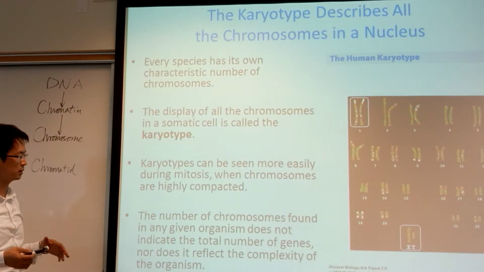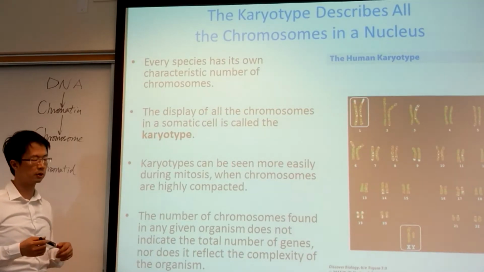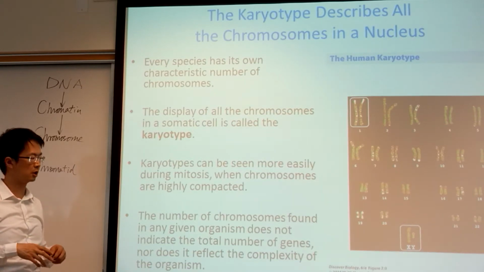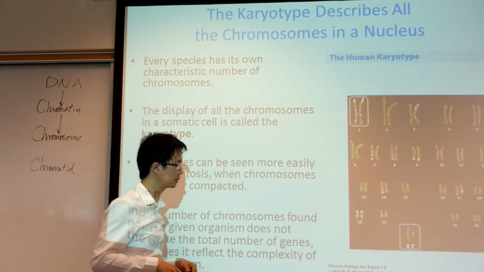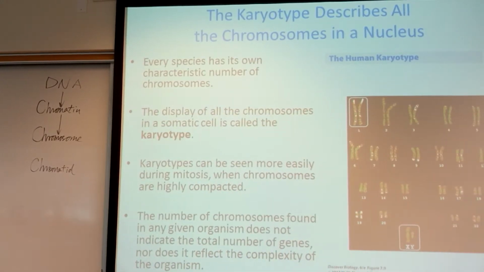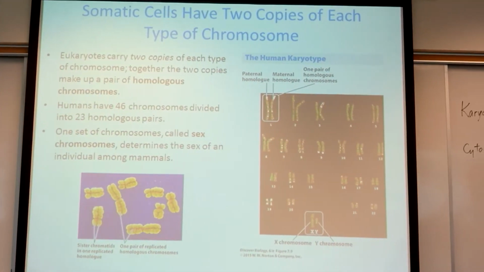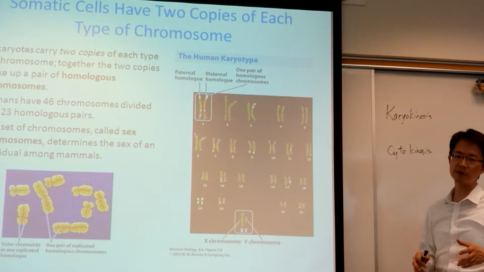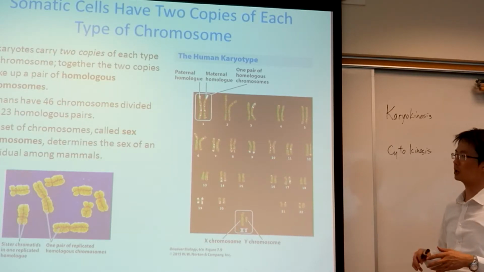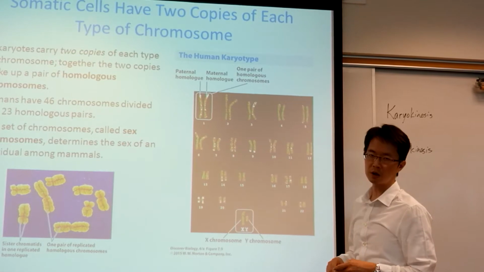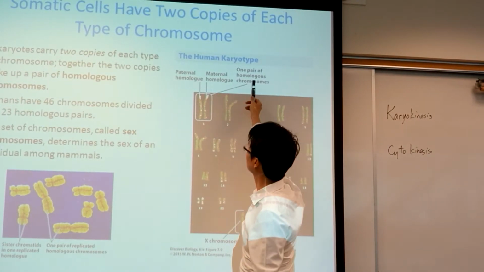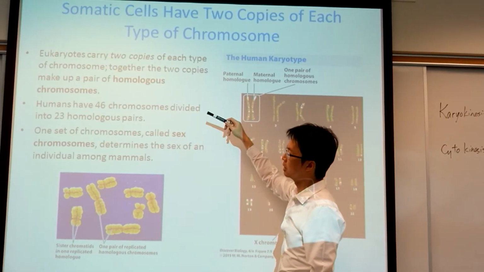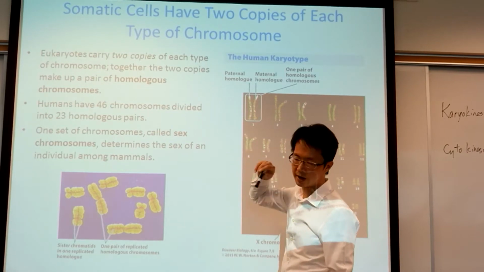So remember that the number of chromosomes does not indicate the total number of genes. A gene is a relatively smaller subunit you can find in the chromosome. For somatic cells, we have two copies of each chromosome, meaning that we have one copy from our father and another copy from our mother. We call it a homologous pair. We have 46 chromosomes, but when they pair, we only have 23 pairs of chromosomes.